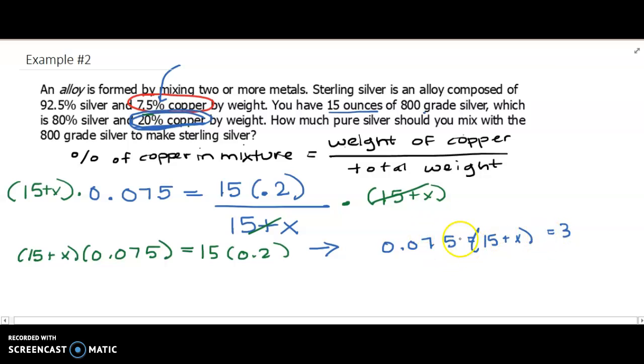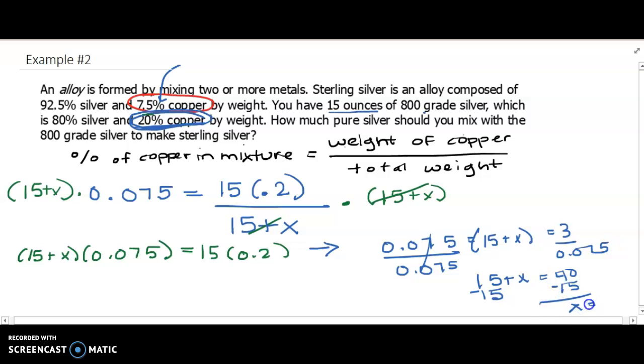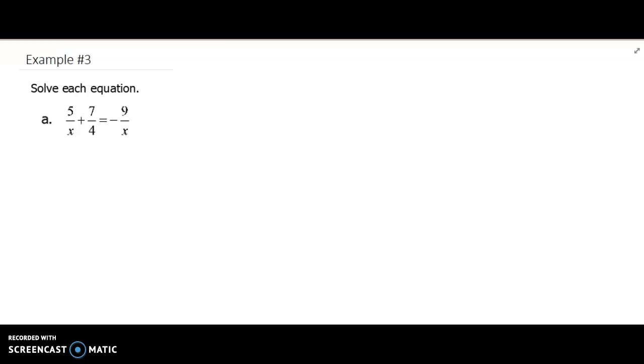Now I can distribute this if I want, but I'm not going to. I'm going to divide by 0.075. That'll keep me from having to distribute. So 3 divided by 0.075 gives me 40. So 15 plus x has to equal 40. If I subtract 15 from both sides, I get x has to equal 25. So I want to add 25 ounces of pure silver to make my copper amount drop to 7.5%. All right, let's look at example 3 now.